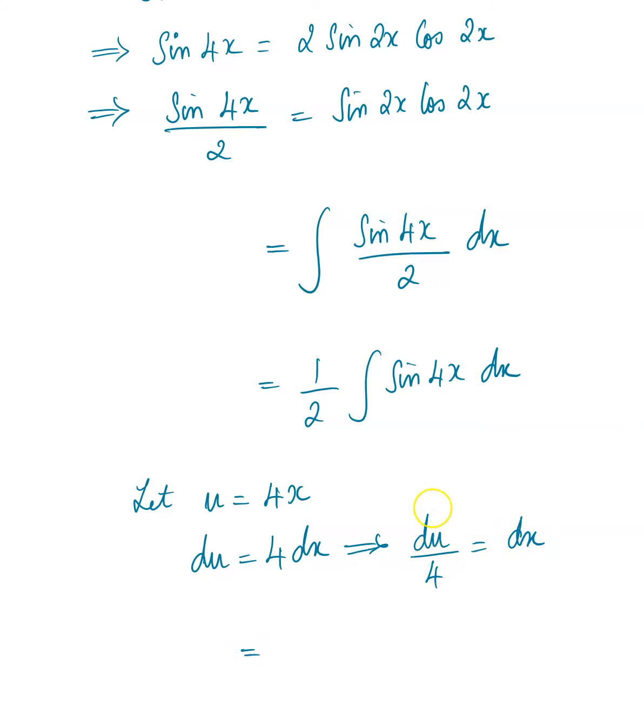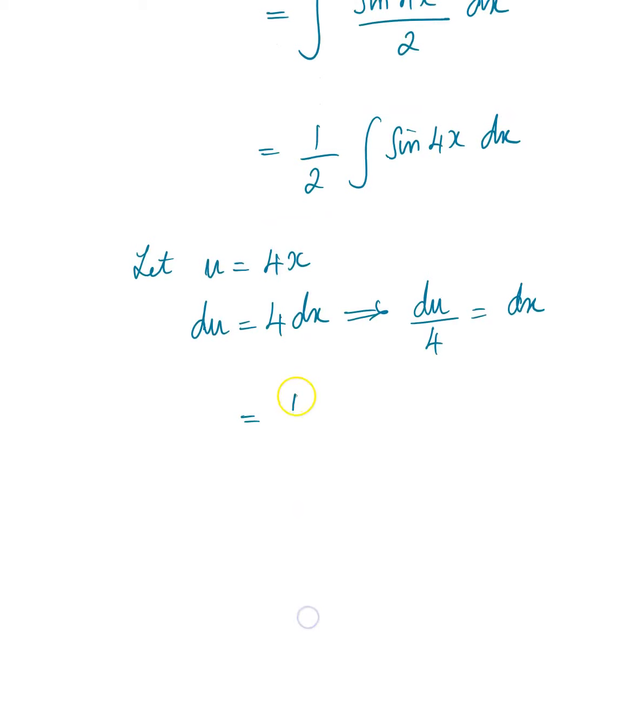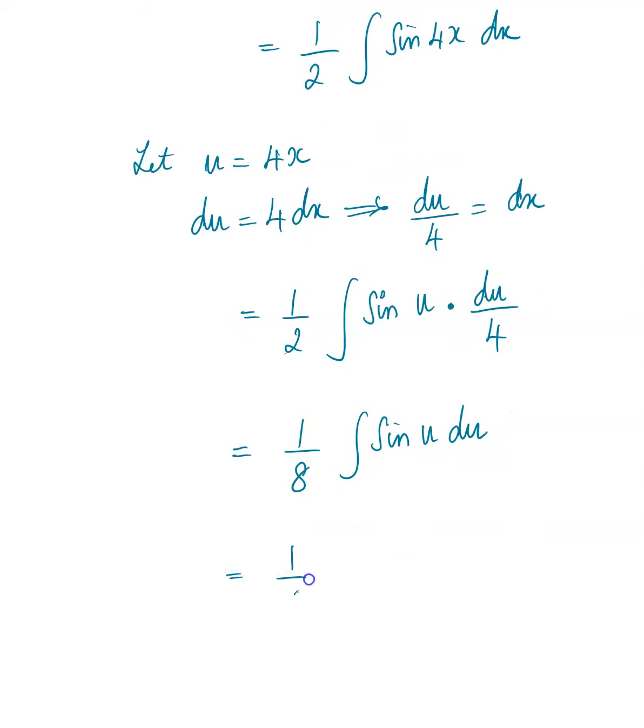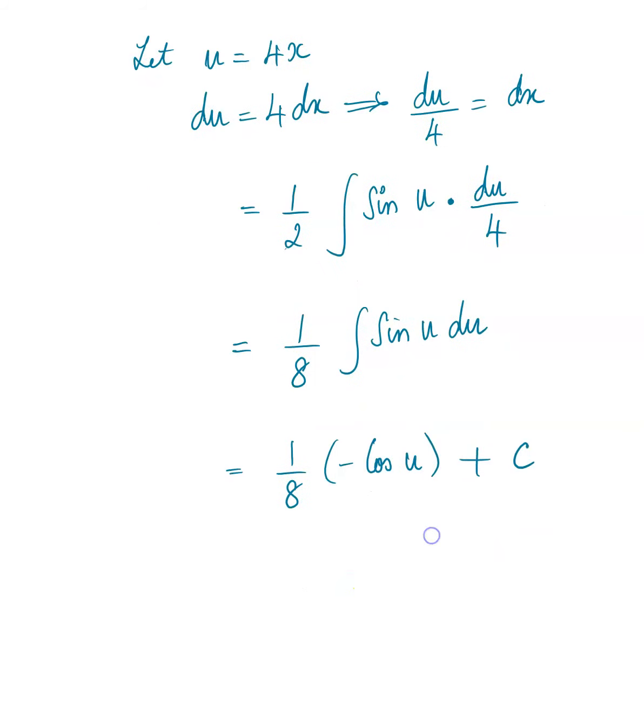So I come back here, say okay, I have half the integral of sine u times du over 4. I'll bring that 4 outside to this 2, so I get 1 over 8 integral sine u du. Now from our integration formula, we know the integral of sine u is negative cosine u. So that's 1 over 8 times negative cosine u plus c. That's negative 1 over 8 cosine u, but we know u is 4x, plus c.